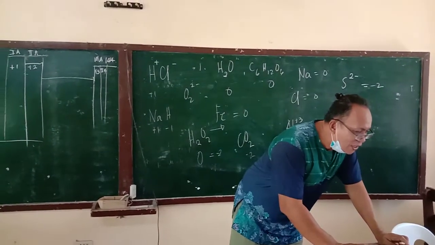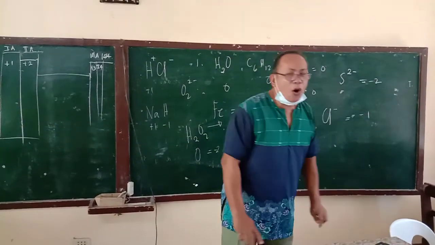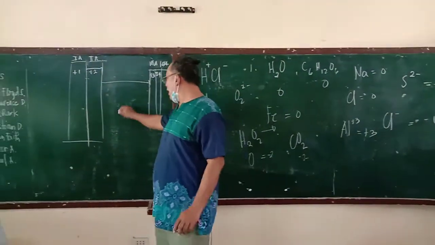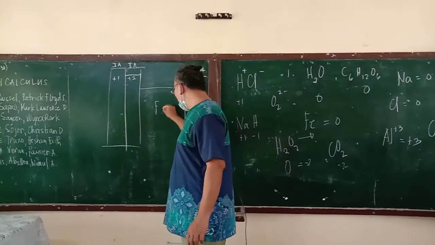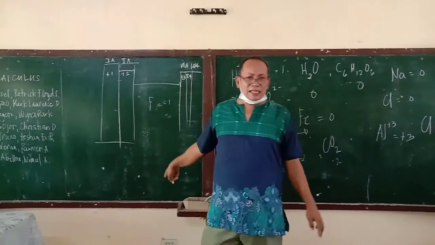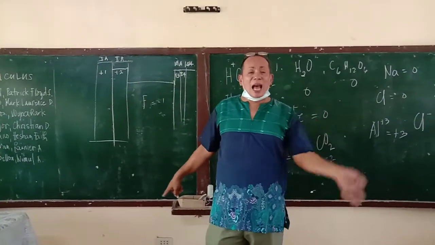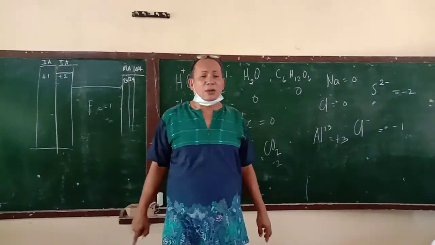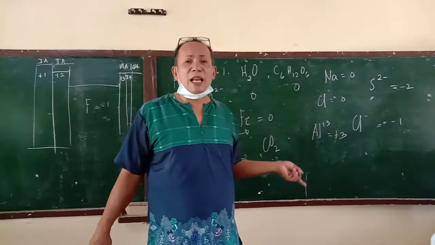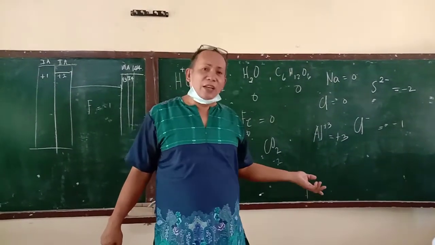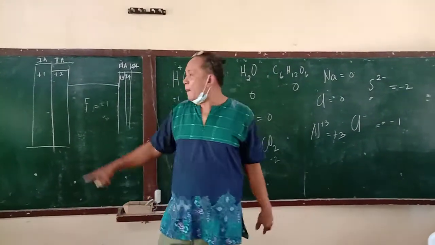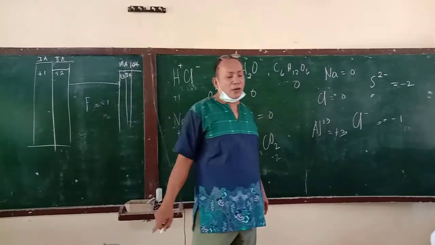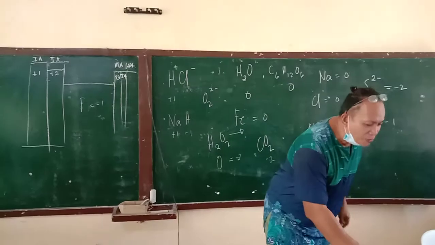The oxidation number of fluorine is always -1. Don't forget, if it is fluorine, it is -1, as long as it is mixed with other elements. But if it is alone, it is just zero, because it is a single element. If it is elemental, it is just zero. If it is combined with other elements, it is always -1. There is no exception.